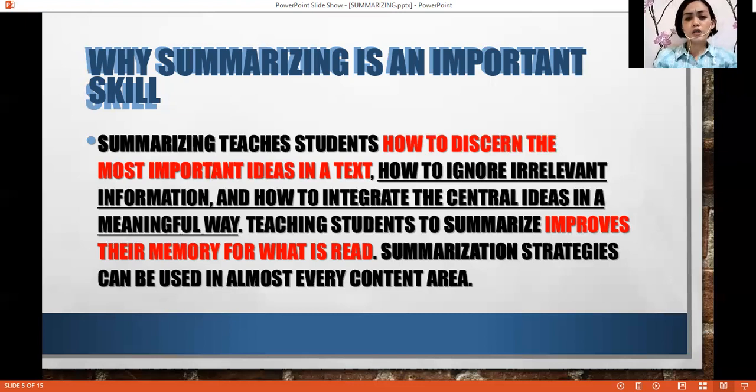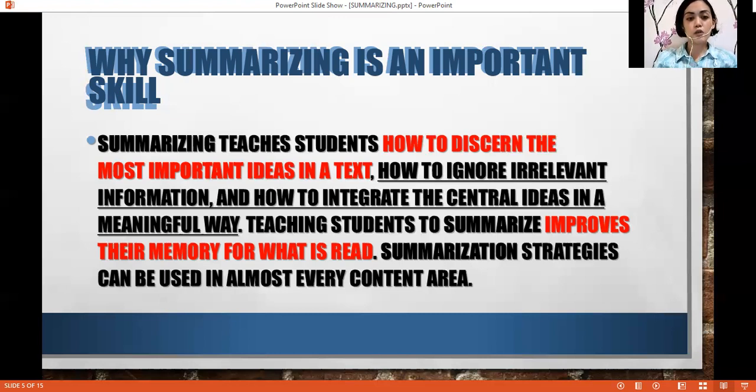So teaching students to summarize improves their memory for what is read. Of course, if you don't know how to summarize things, it only means that you don't understand what you are reading. Therefore, if you can summarize what you have read, it only means that you have remembered what you have read.